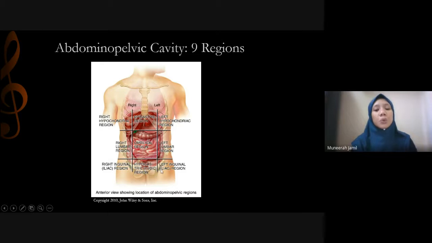Okay, and then left inguinal iliac region, sama juga dekat sinilah tempat you adanya bahagian rectum, a part of the rectum, dan juga a part of your reproductive system. Contoh macam pada perempuan mungkin ada sebahagian daripada ovarian, dia akan falls dekat left inguinal region dan right inguinal region, sebab you ada dua kan ovary.